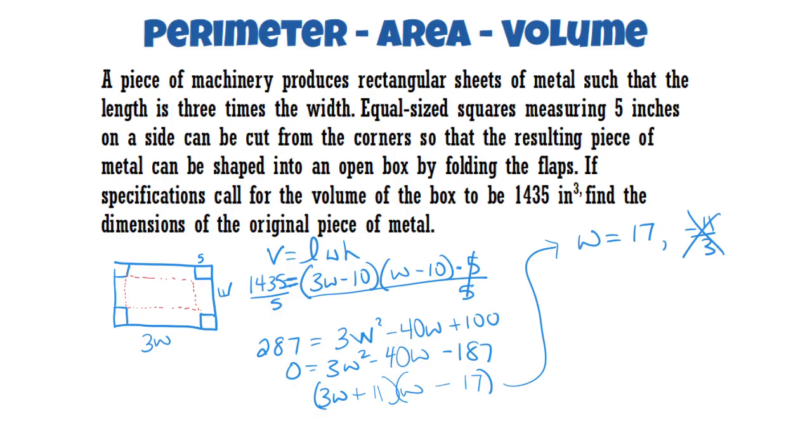Now let's make sure we answer the actual question. The question says, find the dimensions of the original piece of metal. That's this big rectangle. That was the original piece. And W is what I just found. So I found it to be 17. If I take 17 times 3, I get 51. And we are in inches. So I know the original dimensions. It was a 17 by 51 inch rectangle.